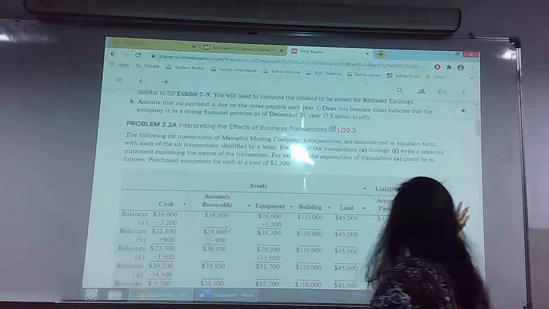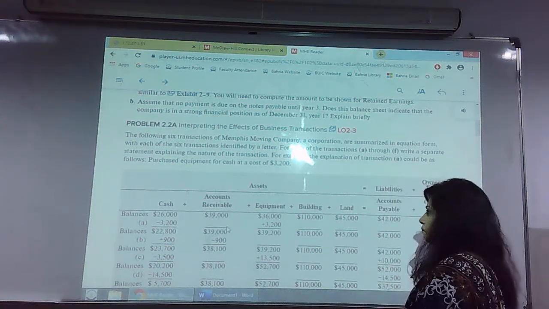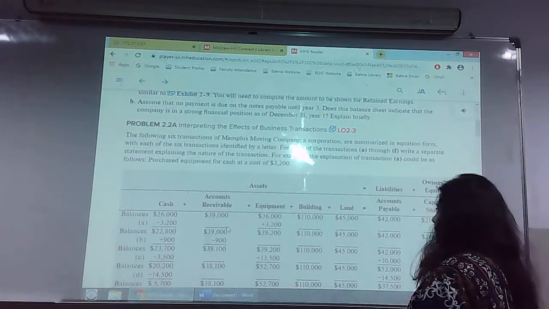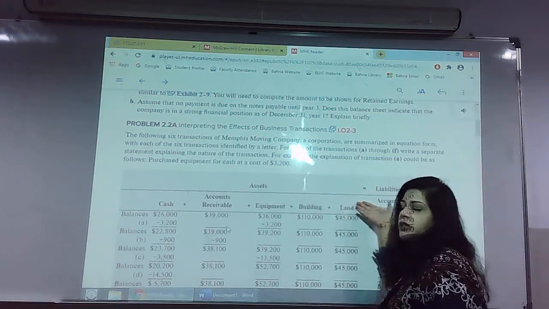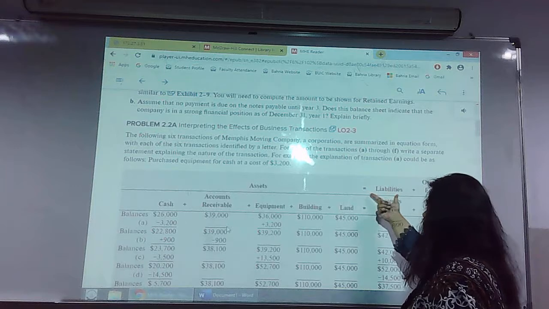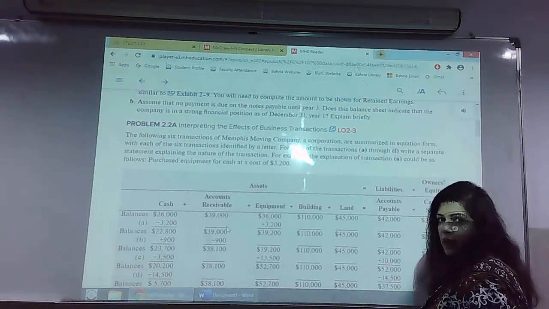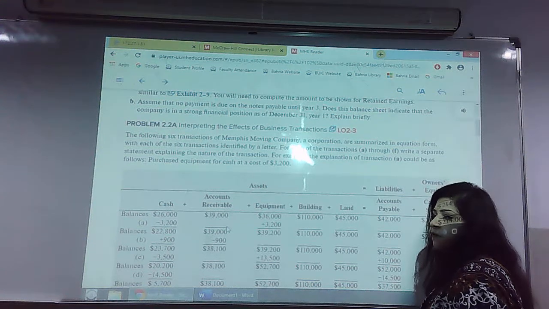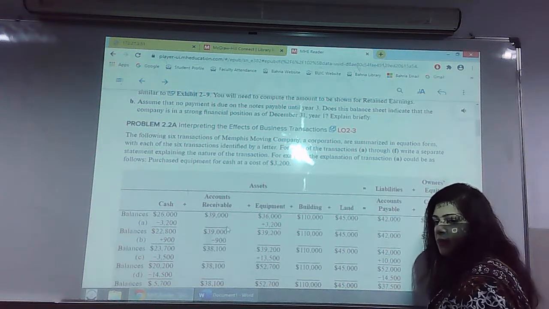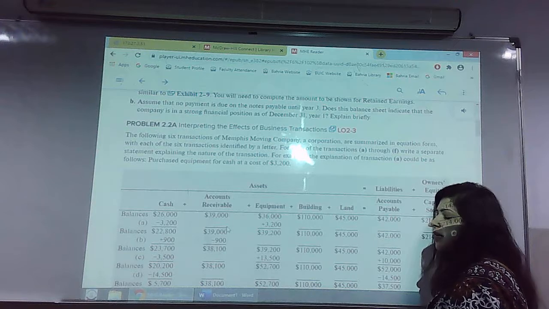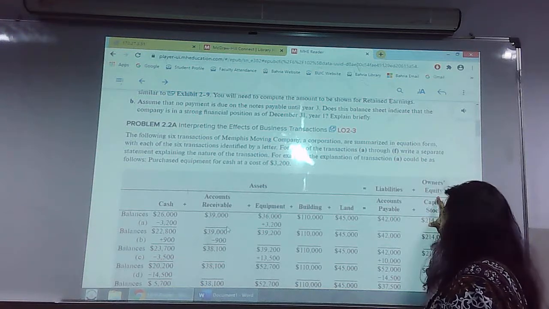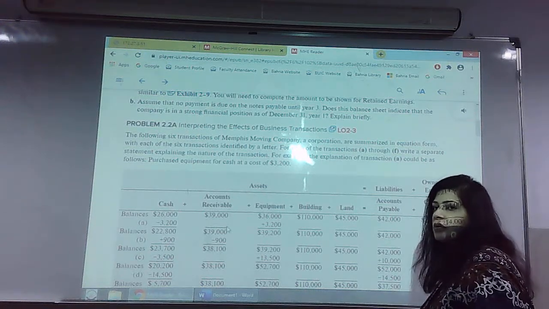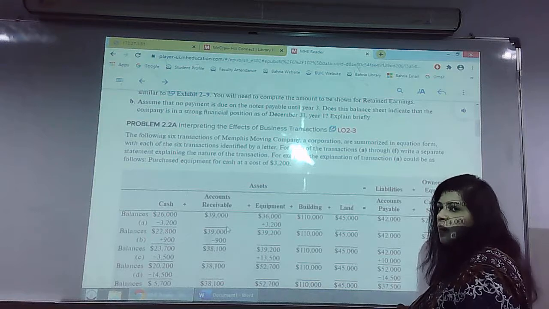If you look at it closely, you see that this is an accounting equation: assets equal liabilities plus owner's equity. Owner's equity comprises the funds that you inject into the business at the time of starting the business. They could be your savings, and the shares that you sell when you want funds from the public.